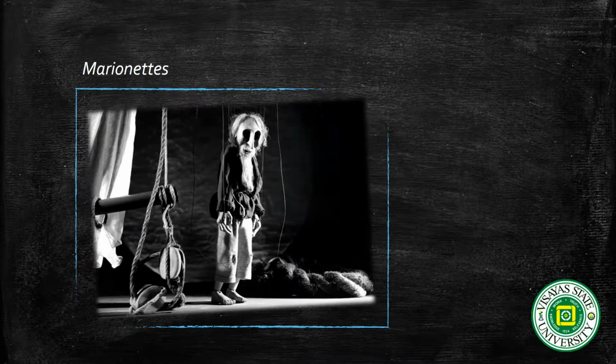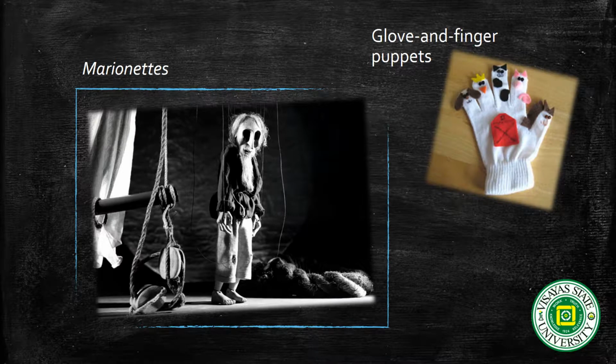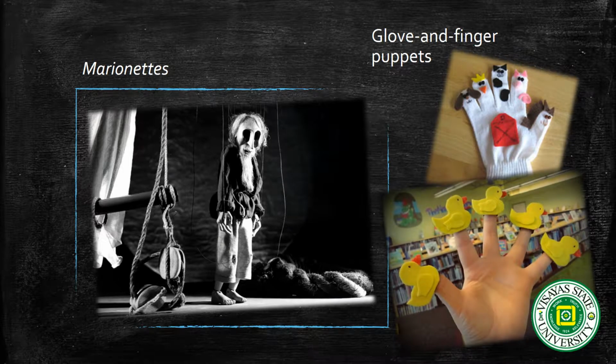Another type of puppet is the marionettes. Marionettes are flexible jointed puppets operated by strings attached to a crossbar and maneuvered from directly above the stage. In this example, we have a Halloween marionette. Another puppet is glove and finger puppets. These puppets make use of old gloves to which small costume figures are attached.